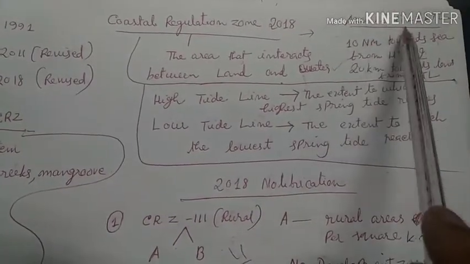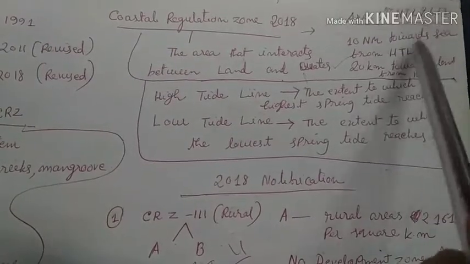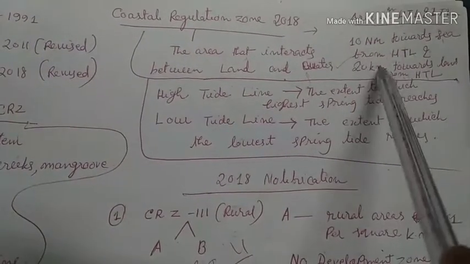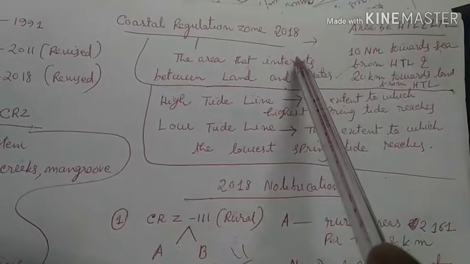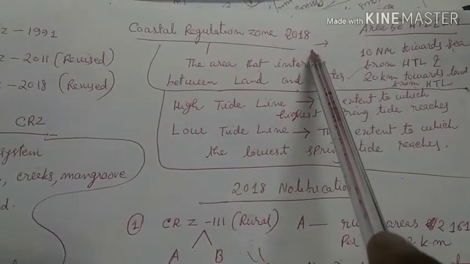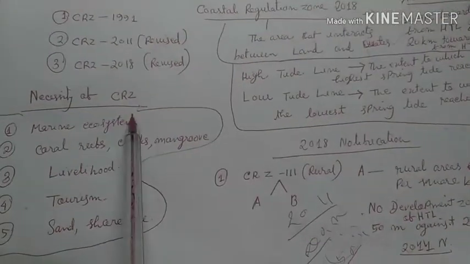It is an area between high tide line and low tide line, 10 nautical mile towards sea from high tide line and 20 km towards land from high tide line. This area is called as coastal zone. So what is the necessity of coastal regulation zone?